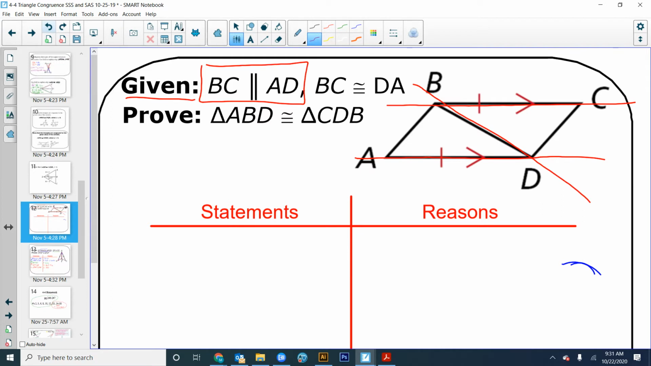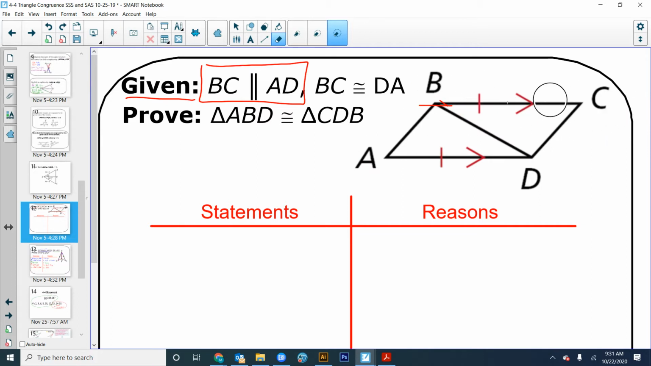What about same side interior? They're supplementary, right? But look, this angle is inside the triangle, but this one is part out, part in. Not going to use same side interior, are we? So if you see parallel lines in a proof, guess which one you're going to use? We said we're not going to use same side interior.